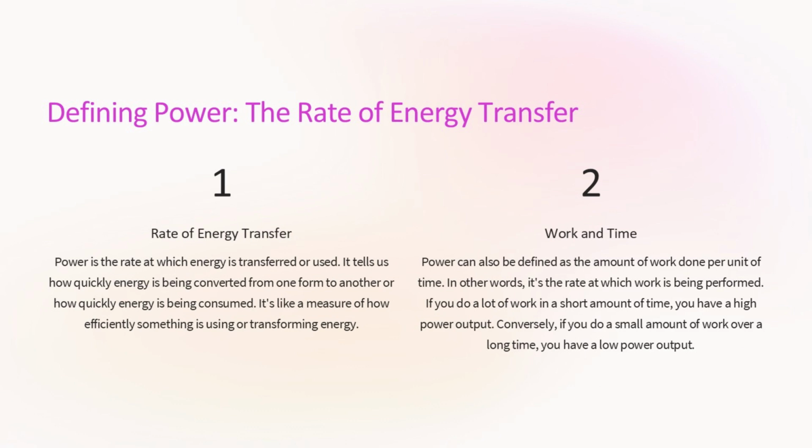Power can also be defined as the amount of work done per unit of time. If you do a lot of work in a short amount of time, you have a high power output. If you do a small amount of work over a long time, you have a low power output.